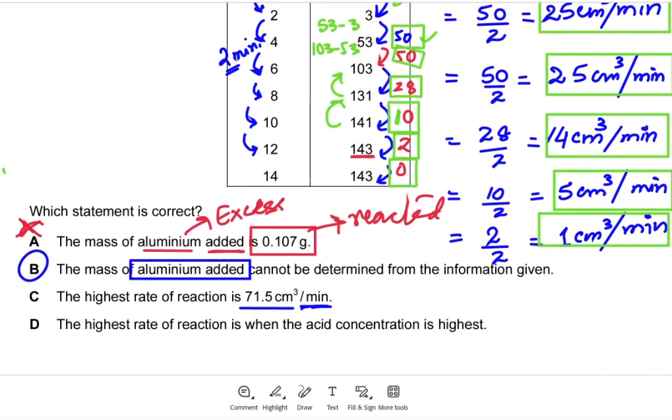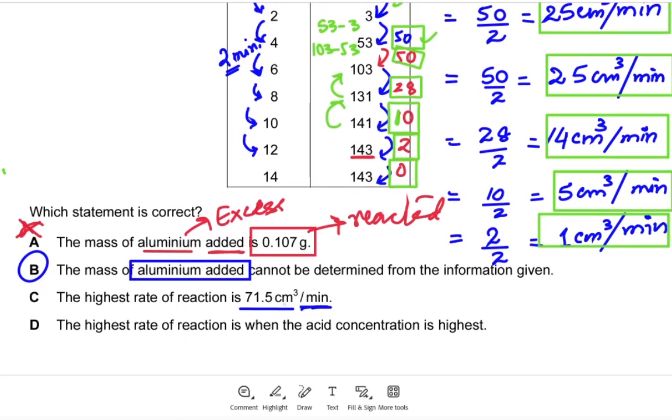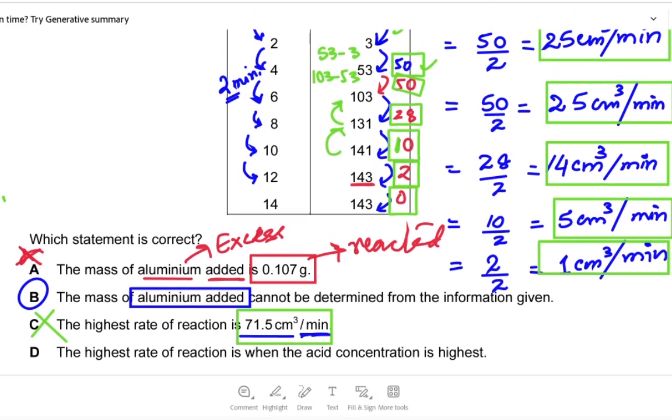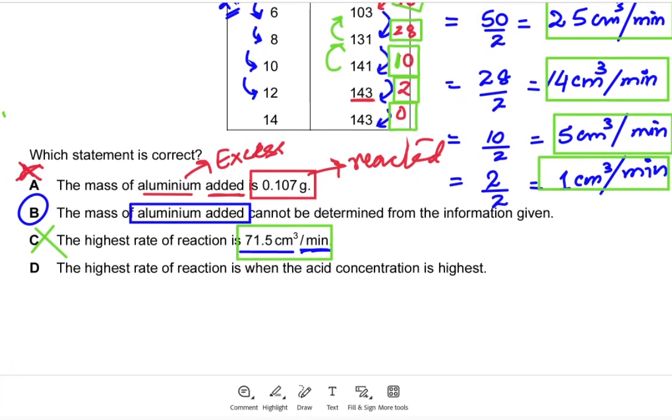So the question is, the highest rate of reaction is 71.5 centimeter cube. No, we cannot see this amount of rate, that is 71.5 centimeter cube. So this one is also wrong. Now another option, that is D option.